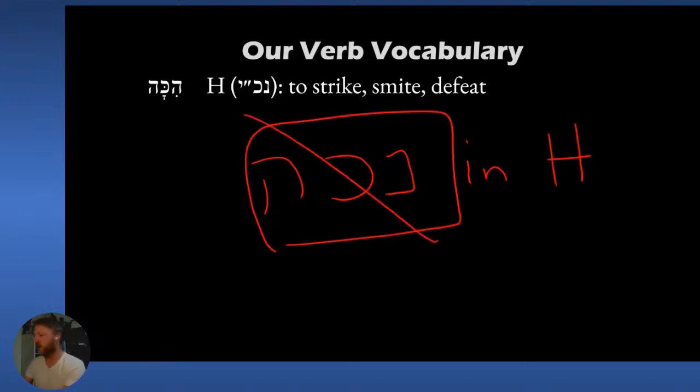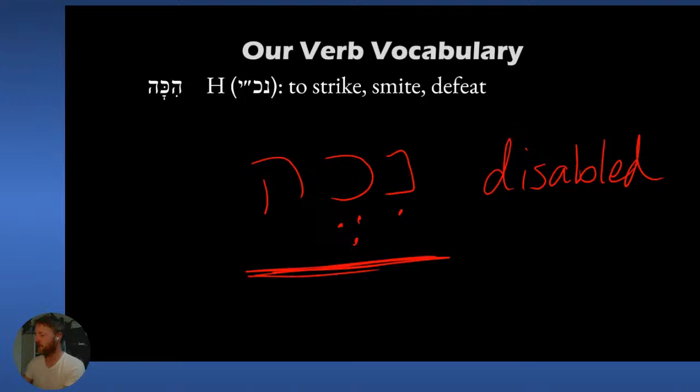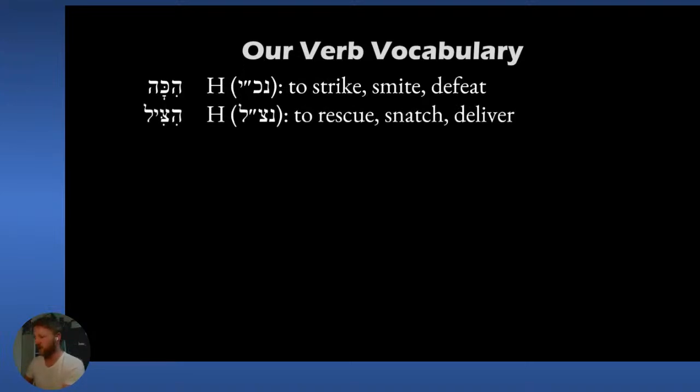Naka is not a word. There is no kal of this root. We do have an adjective, nache, which means disabled, handicapped. Disabled is neche, or not nache, but neche. So handicapped people are nechim, not nachim, nechim. Sorry about that. But there is no verb naka that becomes hifil. It's only hifil and ufal.